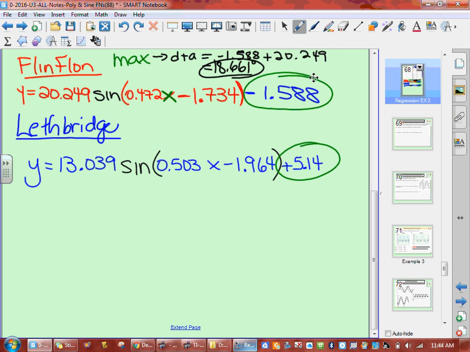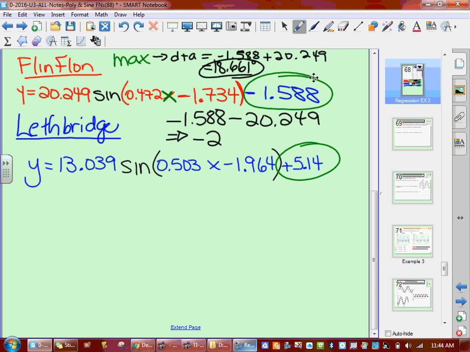Well, its average temperature in the winter is negative 20 what? You're adding negatives. It should be negative 21.837 degrees. That's cold. So that's the average temperature in the winter, negative 21 degrees, almost negative 22 all the time. Not fun. Let's find Lethbridge, max and min.